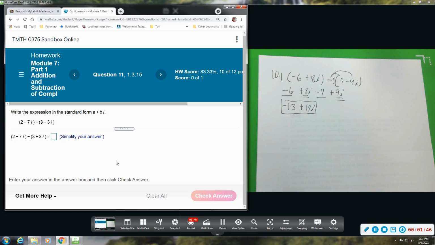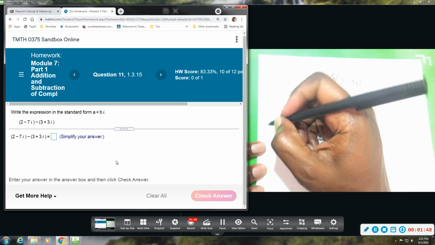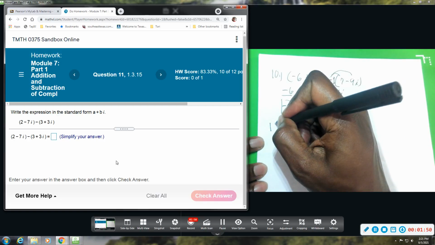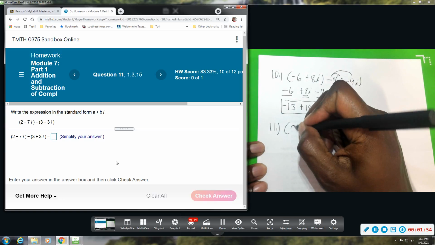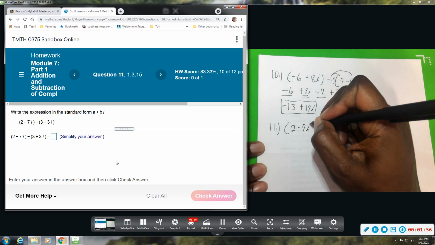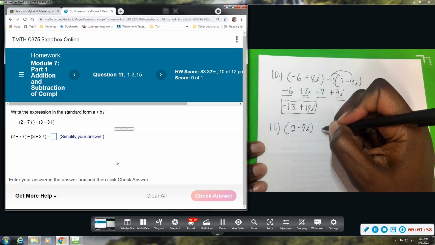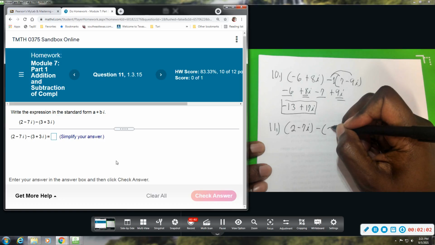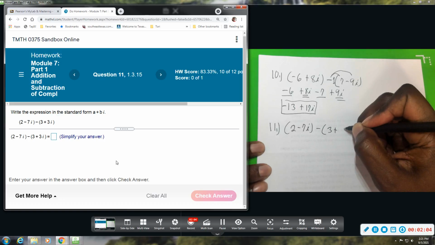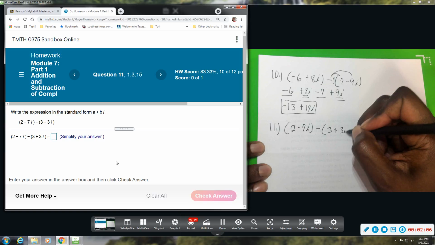All right, 11, we're going to be doing the same thing. We just have a different set of numbers. We have 2 minus 7i minus 3 plus 3i.